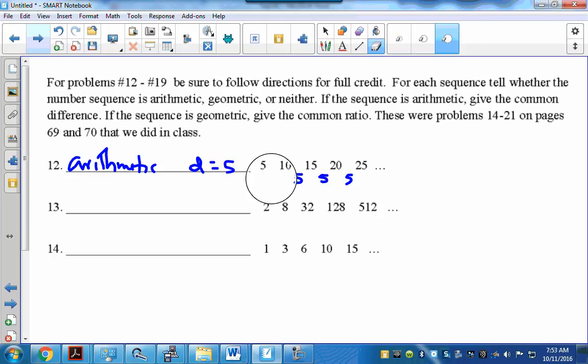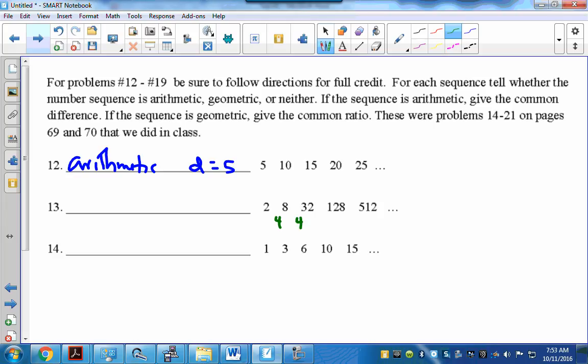Okay, so let's try this one. Again, we'll check for arithmetic. The difference is 6. That difference is not 6. So we know it's not arithmetic. Maybe it's geometric. For geometric, we're looking for ratios. 8 divided by 2 is 4. 32 divided by 8 is 4.